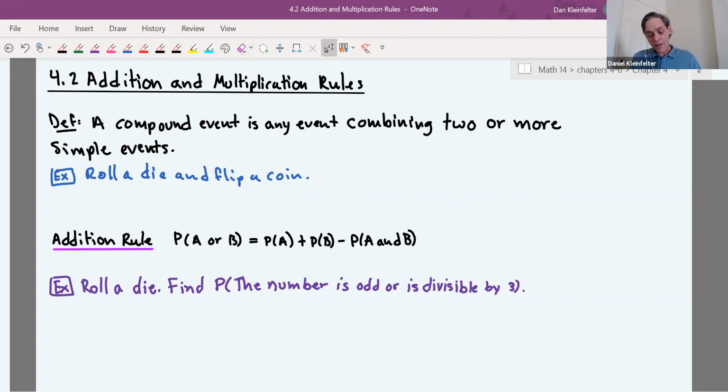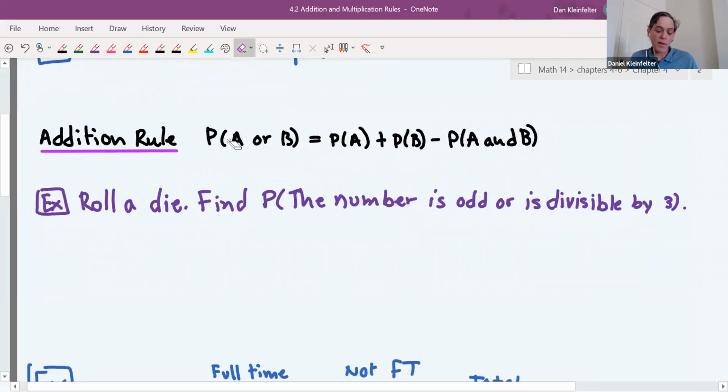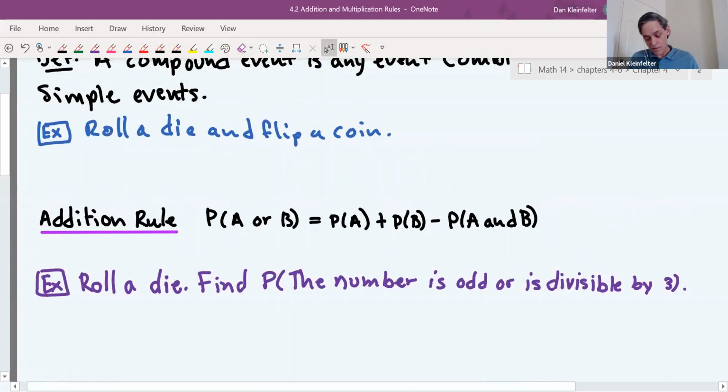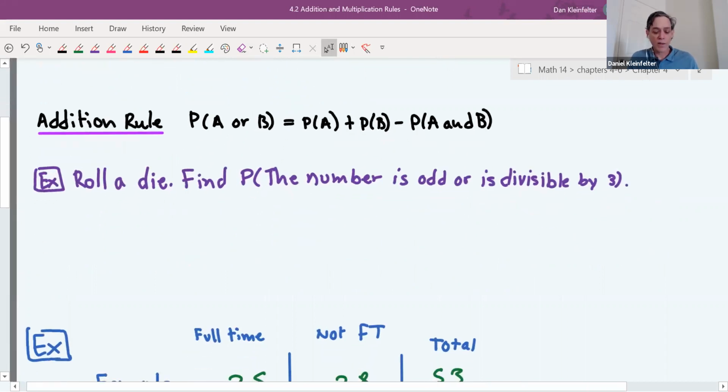Okay, and so the first rule we have to work with is the addition rule, and it reads like this. P stands for probability of for this chapter. So the probability of event A or B occurring is equal to the probability of event A occurring plus the probability of event B occurring minus the probability of event A and B occurring. We're going to see an example that illustrates how this formula works.